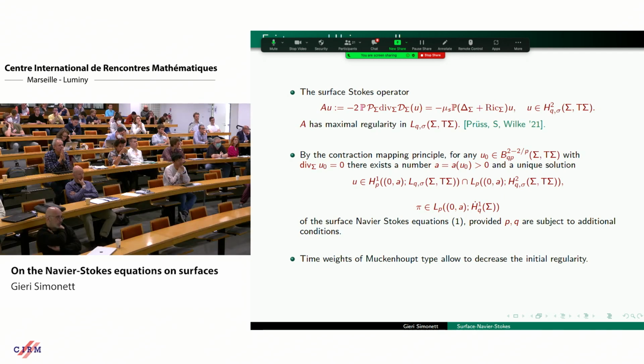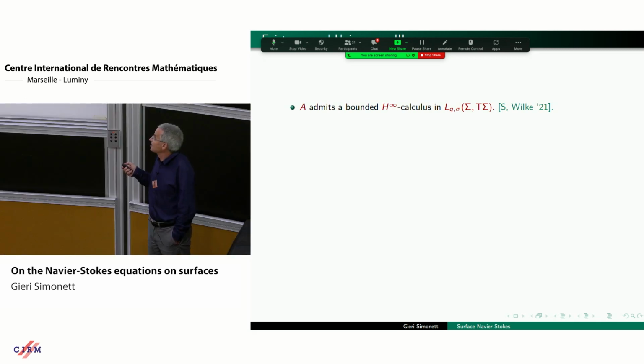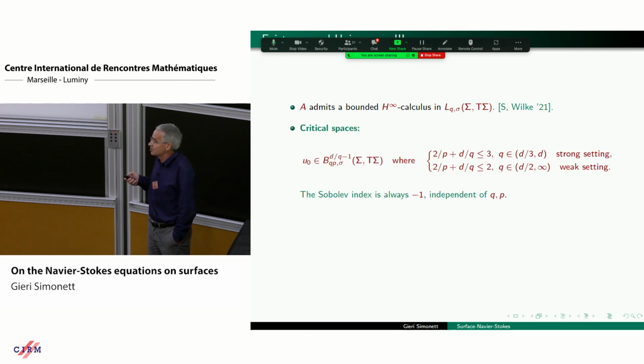So before I do that, I will say you can even do better and look at the Stokes operator and show that it has an H-infinity calculus. What is the advantage if you have H-infinity calculus? What you can do is think about what we call critical spaces. And here we should be a little bit more careful. So critical spaces, we saw that before in Senjo's talk.